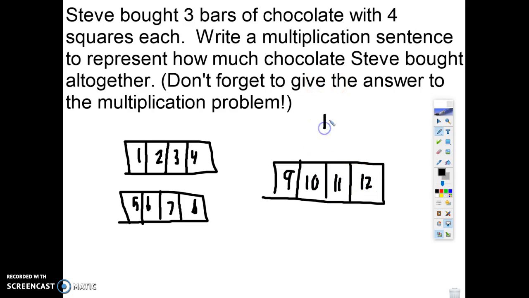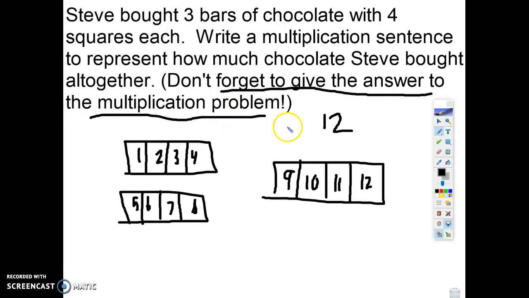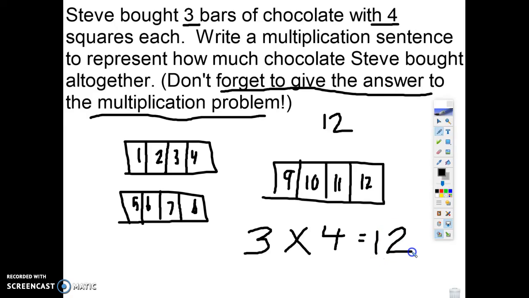So now I know he has 12 squares of chocolate in all, but I need to not forget to give the answer to the multiplication problem as well as the answer. So really, you need to type the whole equation. So I have 3 bars, so this has 3 times the 4 squares in each, and he has 12 in all. So this shows 3 times 4 equals 12.